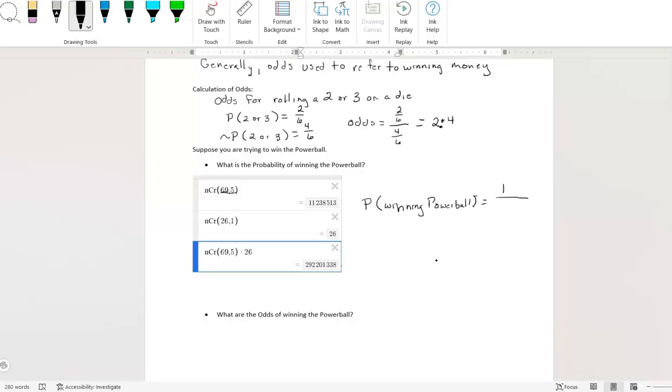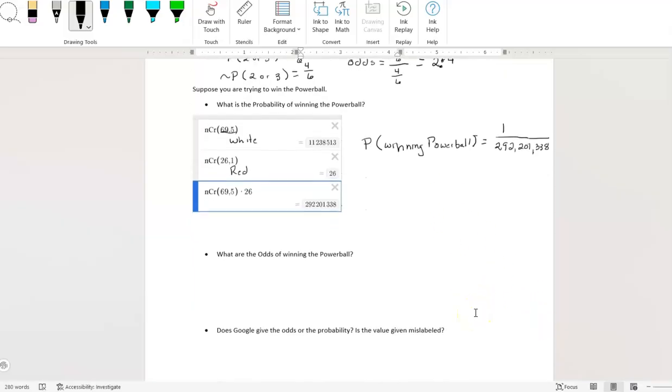And then we have one red one, so these are the white ones, and this is the red one. You only have to get one of those, but there's 26 possibilities, so there's a total of 26 times this number. So 1 out of 292 million possible combinations is what we call those. So 292,201,338 is the probability of winning the Powerball.